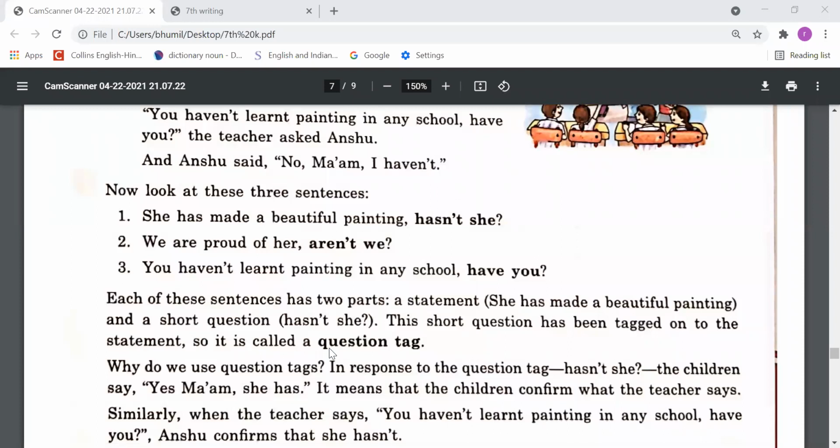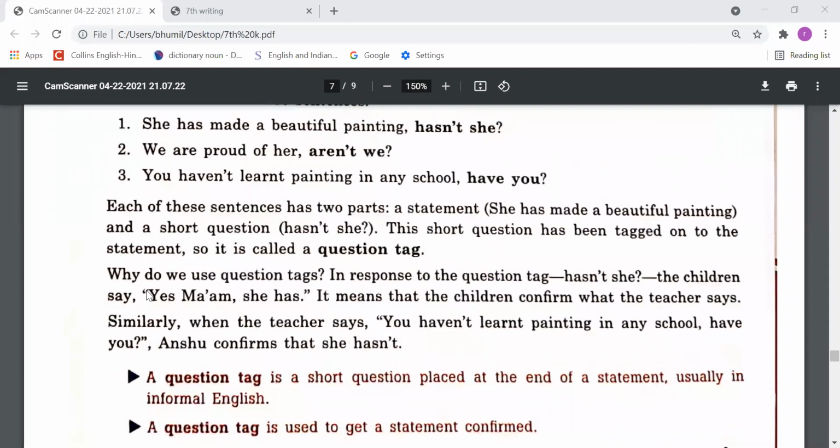So, now we need to understand how to form the question tags. Second, what's written here? Let's read this. Why do we use question tags? In response to the question tag, hasn't she? The children say, yes, ma'am, she has. It means that the children confirm what the teacher says. So, dear students, we have to understand here, for getting the confirmation, we add the question tag.